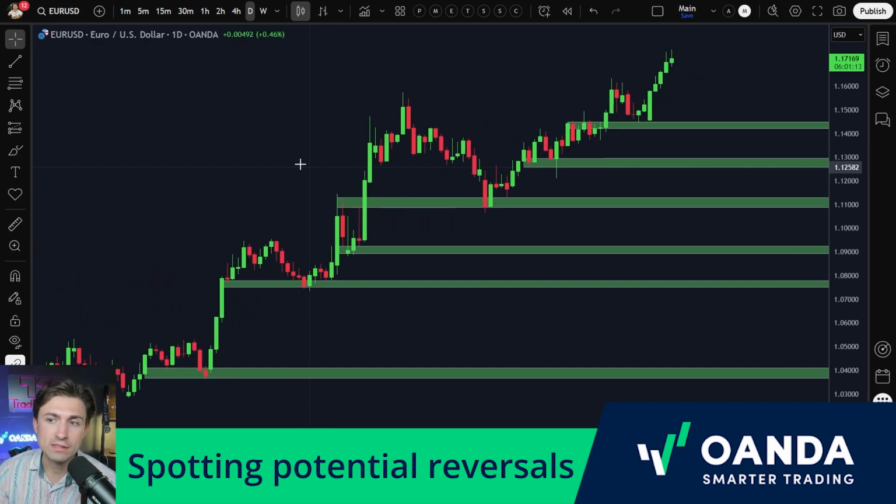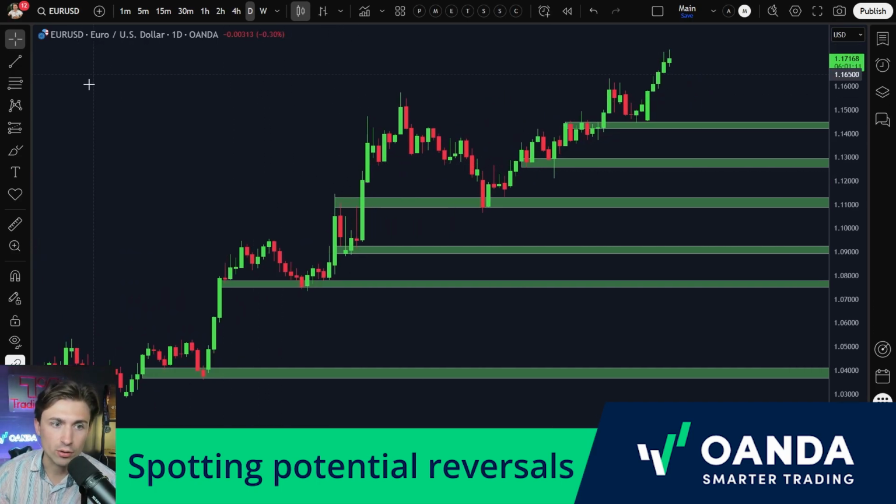Let me give you a simple example with current price action in the euro US dollar. If, for example, we were to see a scenario in which the euro dollar fell and we came down to this key level of support that I've marked on the chart.